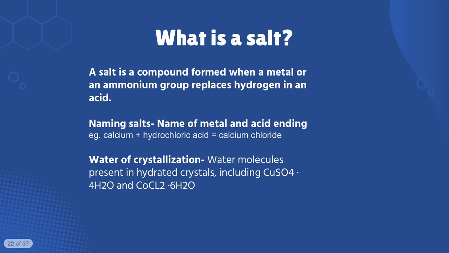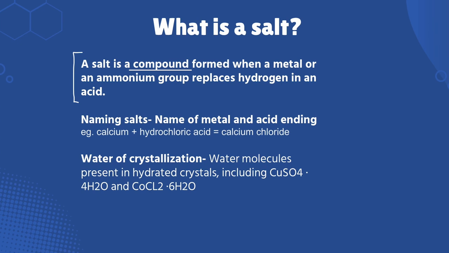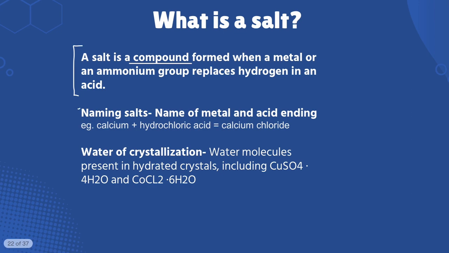What exactly is a salt? A salt is a compound formed when a metal or an ammonium group replaces hydrogen in an acid. So this will make more sense later. How do we name salts? We name it with the name of the metal and the acid ending. For example, if we have calcium and hydrochloric acid, it will be calcium chloride, and so on.